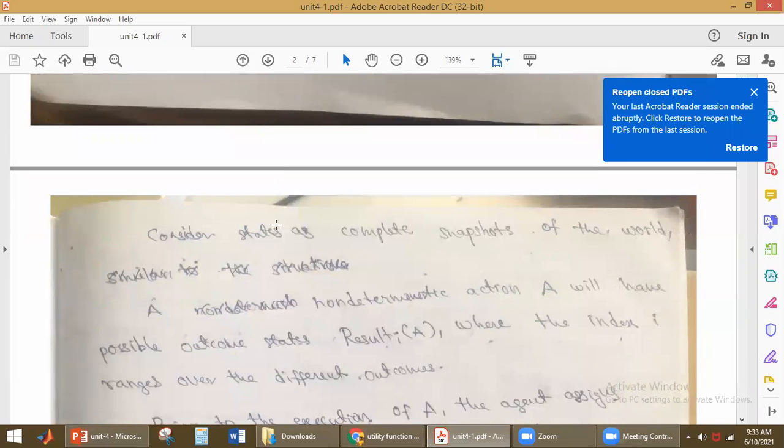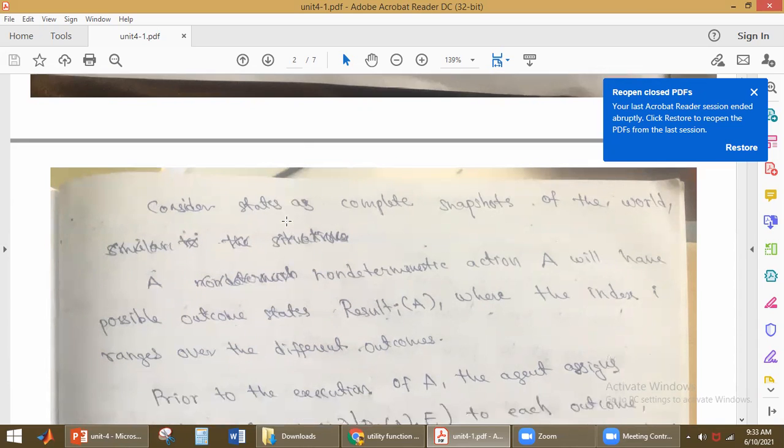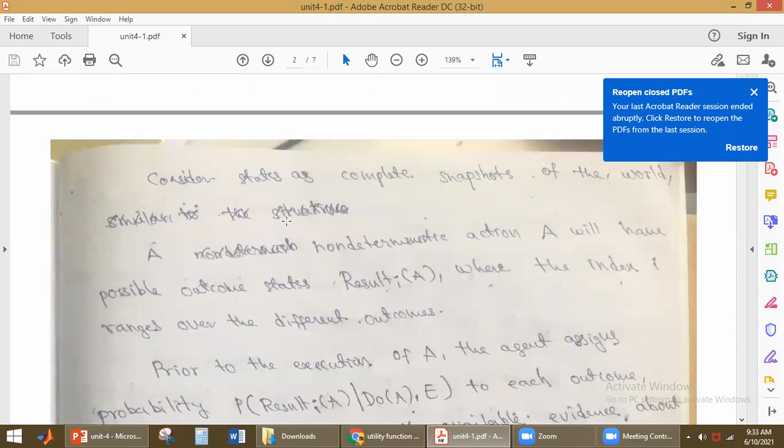Now consider the states as complete snapshot of the world. So what is that? Here we are getting different states as time is changing. So we'll be having different states. All the states we have considered as complete snapshot of the environment. For example, if a non-deterministic action, what does non-deterministic action mean? You cannot predict what will be the outcome. So that particular action is called non-deterministic action.